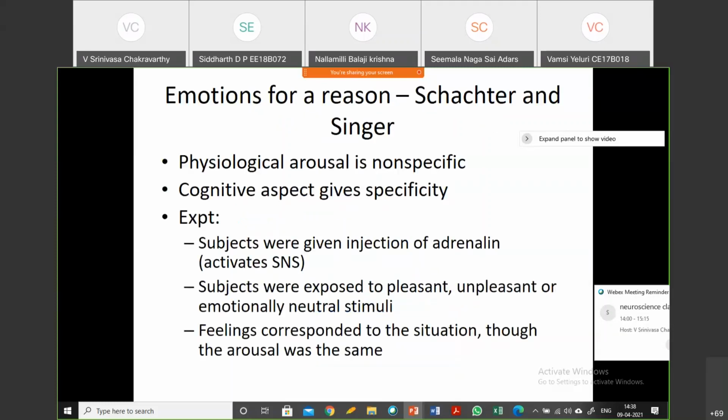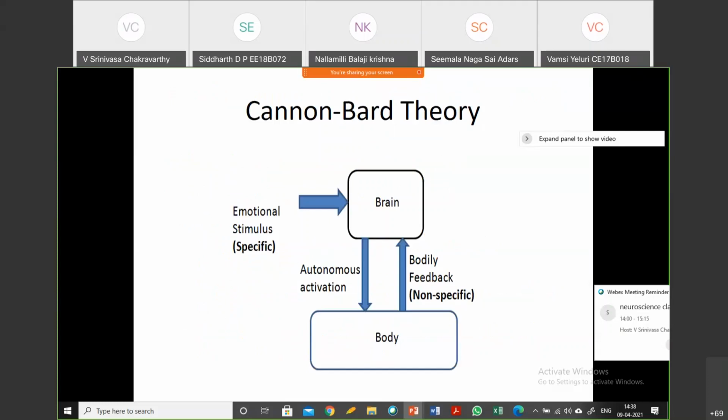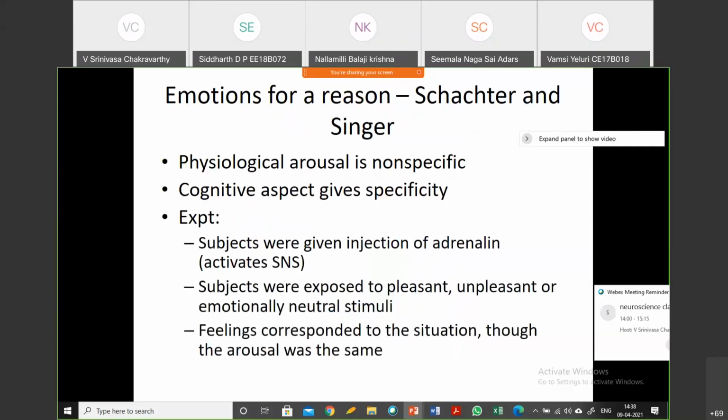Now, just to understand how weird and how unsatisfactory this theory is: it is weird in the sense that the fact that the bodily feedback is non-specific is a fact, but that raises a very important question. Then how do you distinguish between different emotions? Because in all those cases the physiological response is the same.